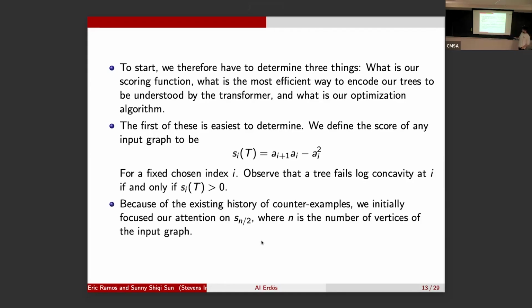Now, because of the existing history of counterexamples, we initially focused our attention specifically on the number of vertices over 2. So I'm only paying attention to that particular index. For any input tree, I look at half the number of vertices, and then check what the log concavity-ness is at that index. As I said, the existing counterexamples all break at n over 2 on the nose or somewhat close to n over 2. So this is where I'm going to check at first.